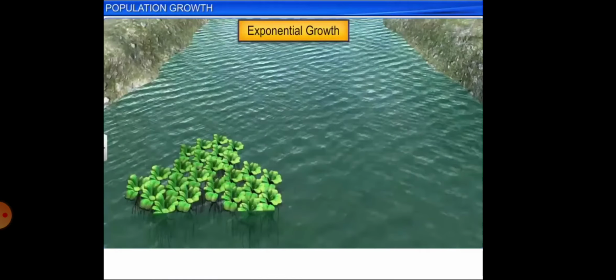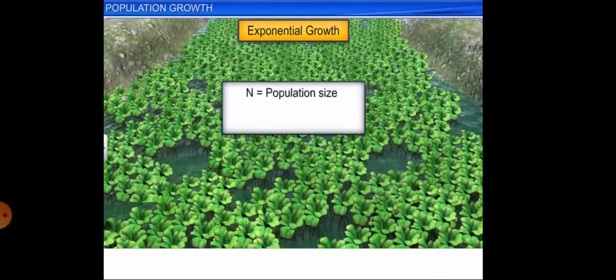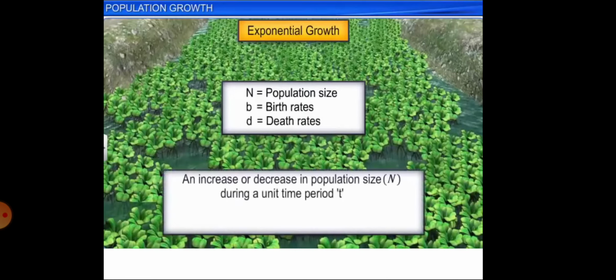Let's take the example of the pistia plant. When it is introduced in a water body, due to unlimited food and space, these plants grow exponentially and cover the entire water body in a matter of a few days. Considering the population size as N, birth rates as B, and death rates as D, the increase or decrease in population size during a unit time period t is as shown.